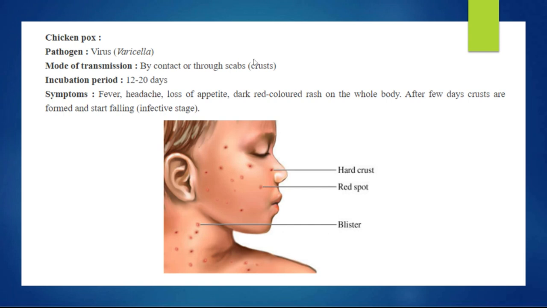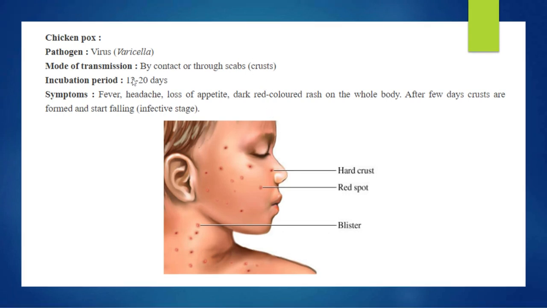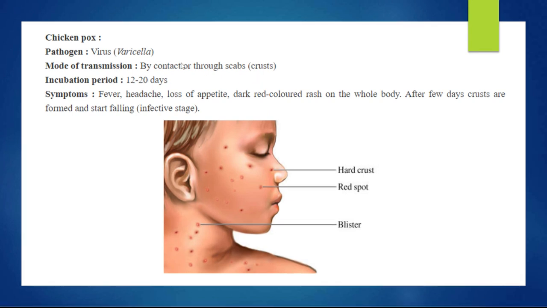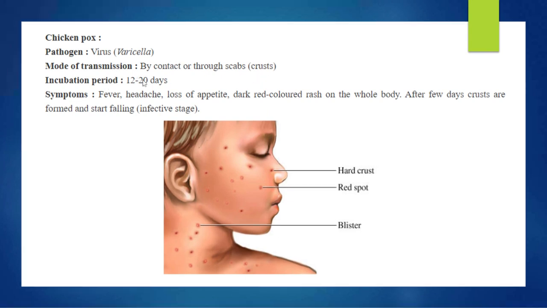Okay, so generally the mode of transmission is by contact with another person. Incubation period is 12 to 20 days. Normally, incubation is nothing but one virus enters into the body and replicates into many. That is called the incubation period. Normally, when the coronavirus enters our body, it takes 14 days to incubate. Okay, incubation for the coronavirus is 14 days.